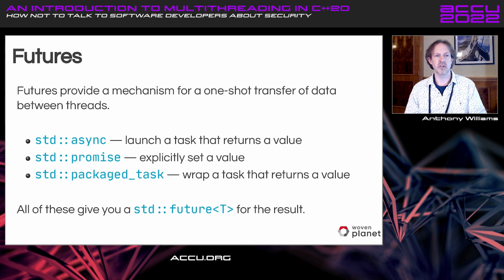3 ways of using futures. First, you can use async, which typically wraps a task that will produce a value, and the result of that task is returned in the future. How that task is run depends on the way that you call standard async. You can make it run that task in a new thread, or you can make it run in a deferred fashion, which then only gets run when somebody actually asks the future for its value.